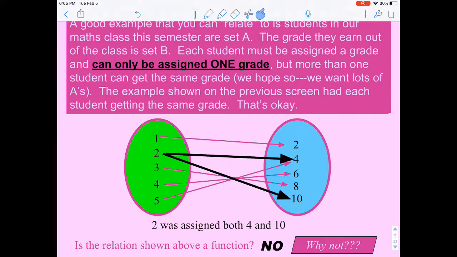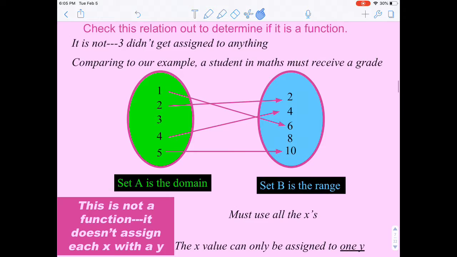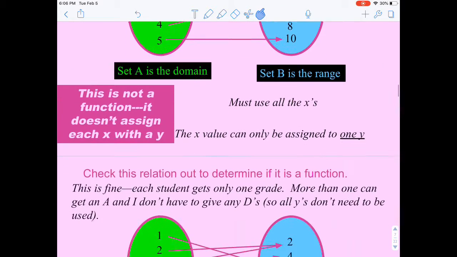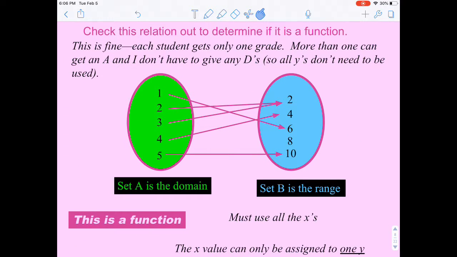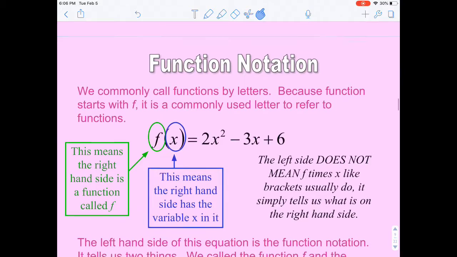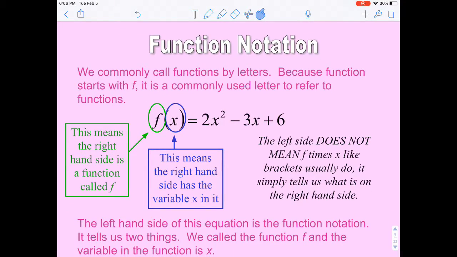There is only one line coming out of each x value. So you'll see in this example, there are two lines coming out of the 2, so that is not a function. It still is a relation, but not a function. In this example, every x value only has one line, but you'll see there is nothing coming out of the 3, so that is also not a function. This is an example of a function because, again, every x value in the green goes to one value in the y. And you can ignore this slide for now.